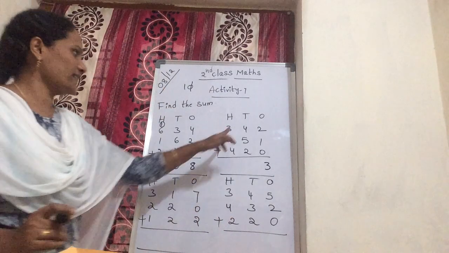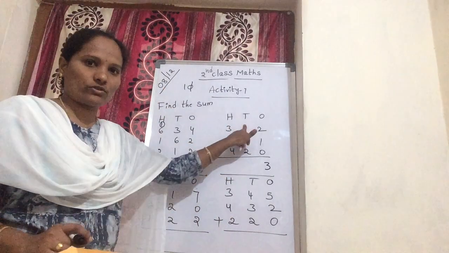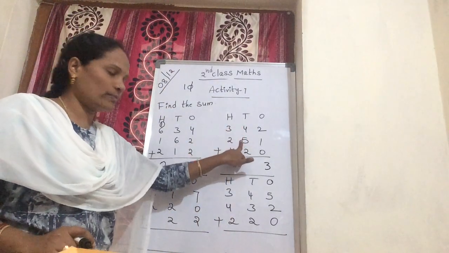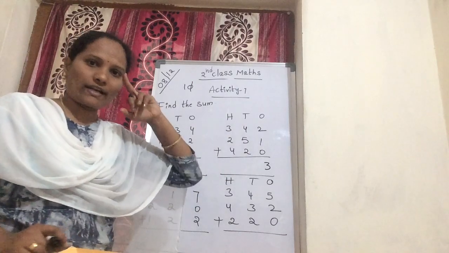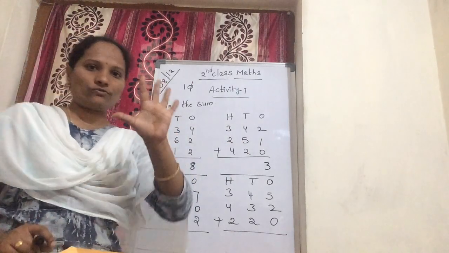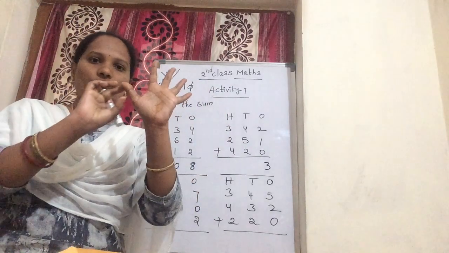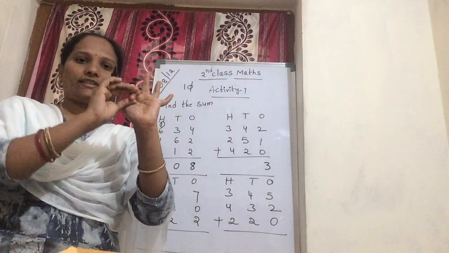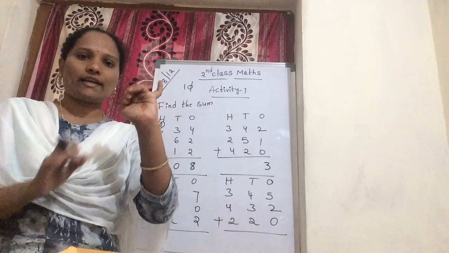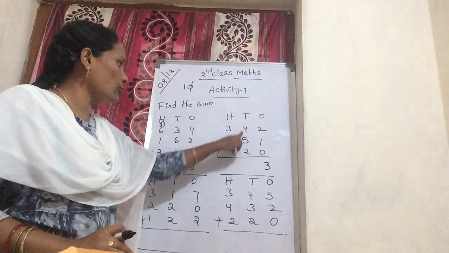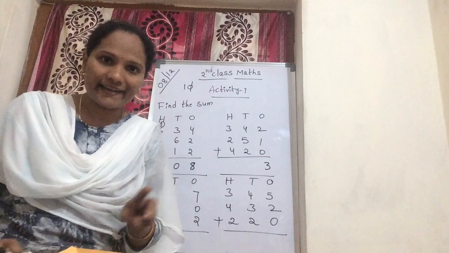Okay. Now next one, 4 plus 5. First you are adding these 2 numbers. 4 plus 5. 4 is kept in mind. 4 after 5, show on your fingers. 4 after what comes, Amma? 4 after 5, 6, 7, 8, 9. So 4 plus 5 is 9.